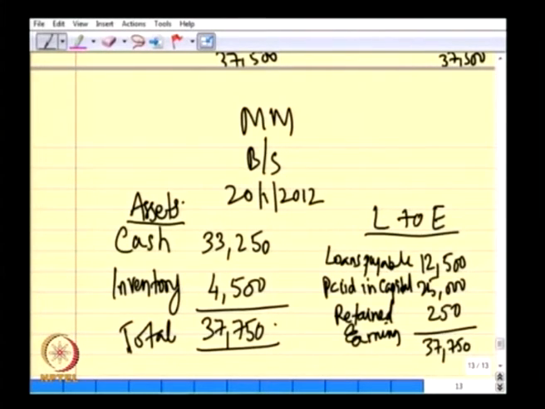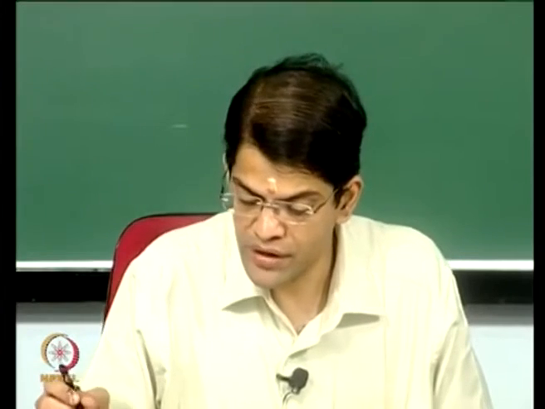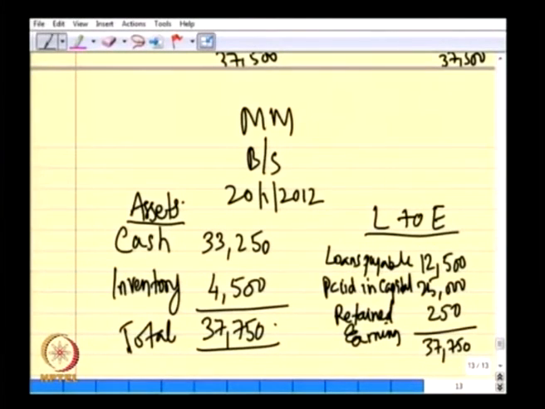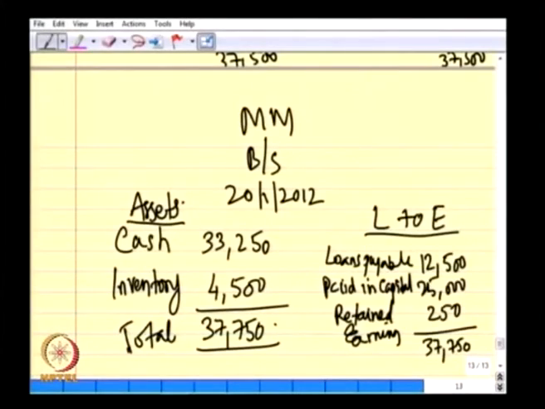So, the owner's equity has to increase by 250, and which part of the owner's equity increases by 250? Not the capital, because it did not go into the capital, it is the retained earnings part that got increased by 250. Remember, I told you before that retained earnings is not cash. Look at this balance sheet, you have a cash of 33,250, you have a retained earnings of 250 only, meaning that retained earnings is not equal to cash.